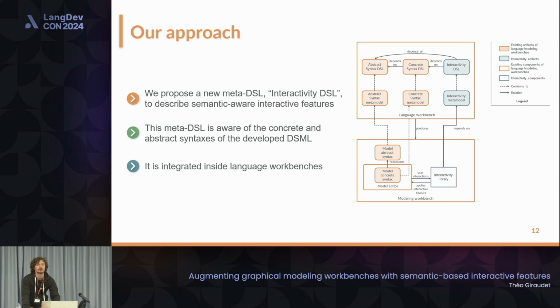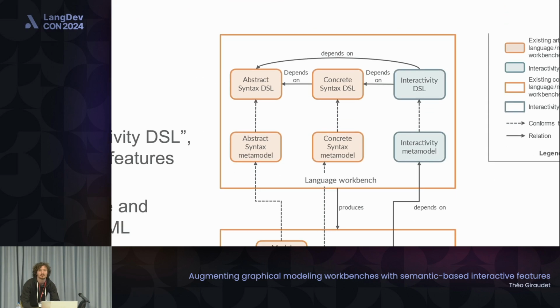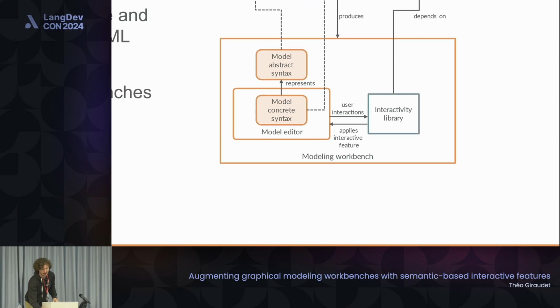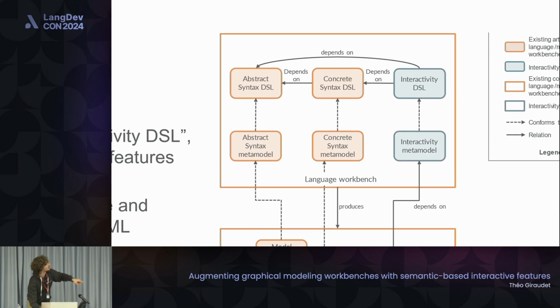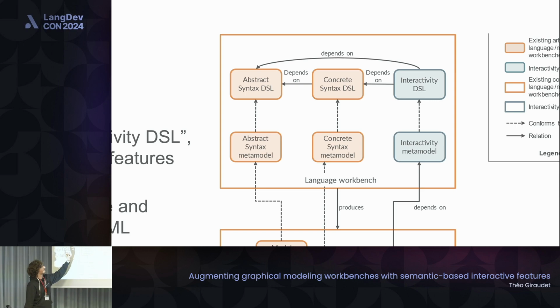I don't know if this is readable for you. I can try to zoom in better. Okay. So on the top, I have the language workbench. On the bottom, I have the modeling workbench. If I'm looking at the language workbench, I have my usual meta DSLs, so the DSLs to describe the abstract syntax and the concrete syntax, and we have a new one to describe the interactivity part.